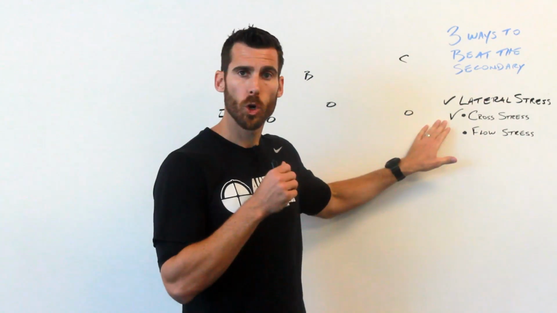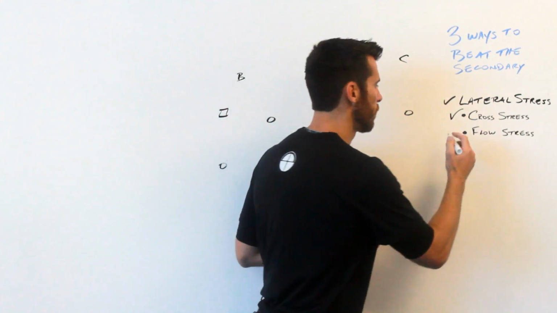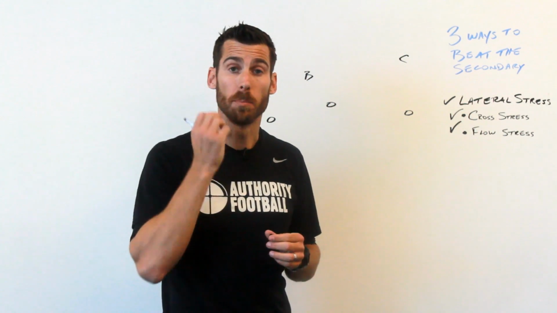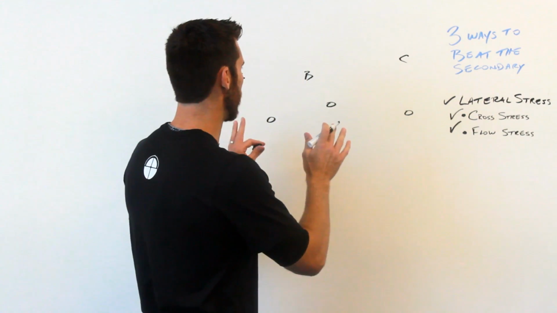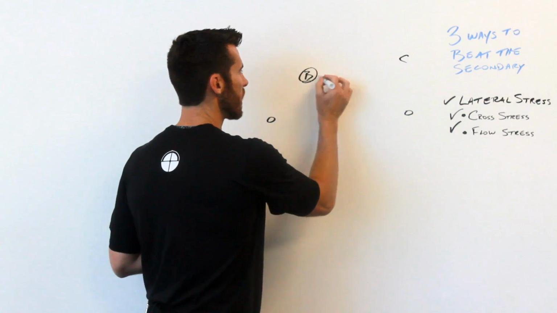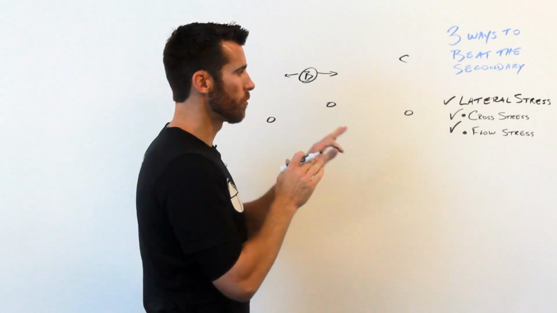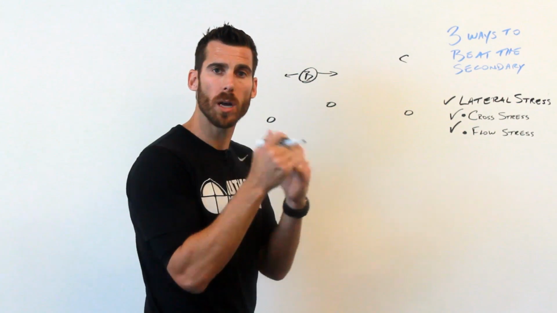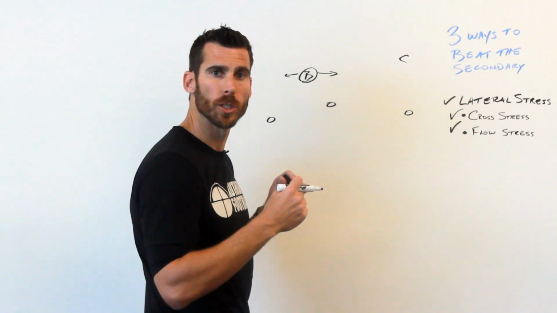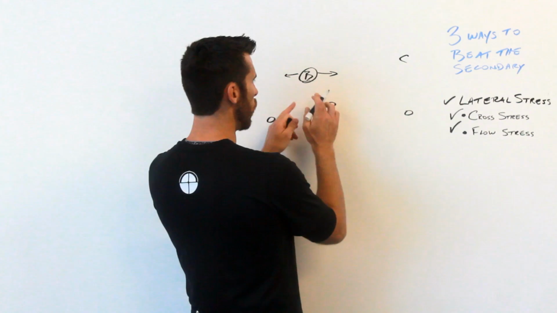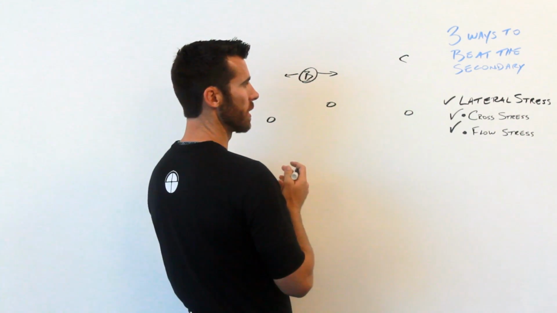Last week we broke down cross stress, and today we're going to talk about flow stress, which is another type of lateral stress that we can use to beat these defenders. Now, let's look at an example here. Okay, here is the read we're going to conflict and stress. We want to do a flow stress, which means our routes, instead of crossing like we talked about last week, are actually going to flow together. They're going to go the same direction.